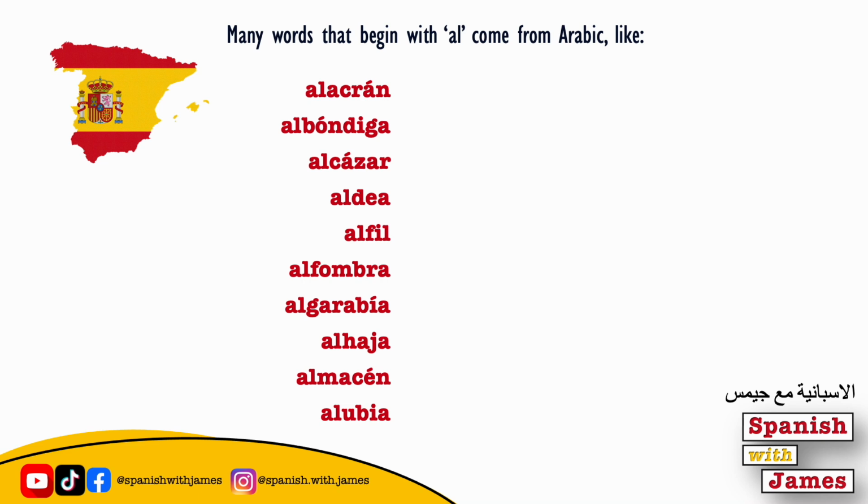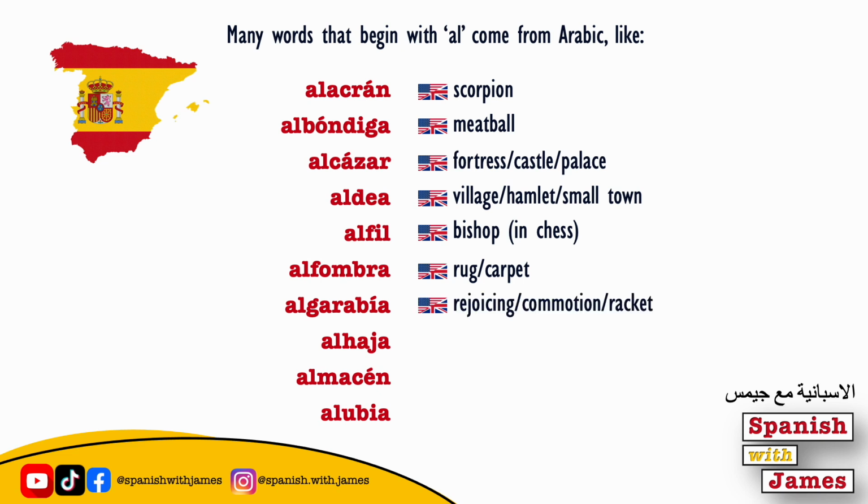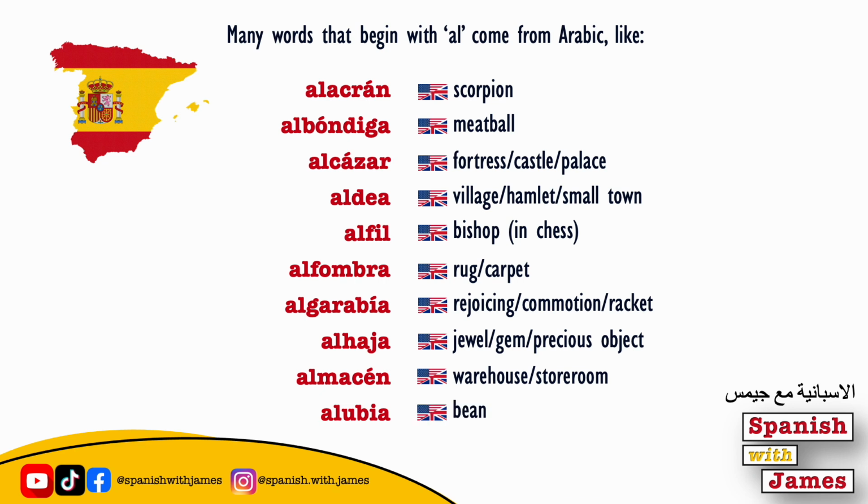Words like alacrán, a scorpion, albóndiga, a meatball, alcázar, a fortress or a castle or palace, aldea, a village or a small town, alfil, a bishop when you're playing the game of chess, alfombra, which is a rug or a carpet, algarabía, which is a kind of commotion, a load of noise, alhaja, a jewel or a gem or a precious object, almacén, a warehouse or somewhere to store things, and alubia, a bean or green beans.